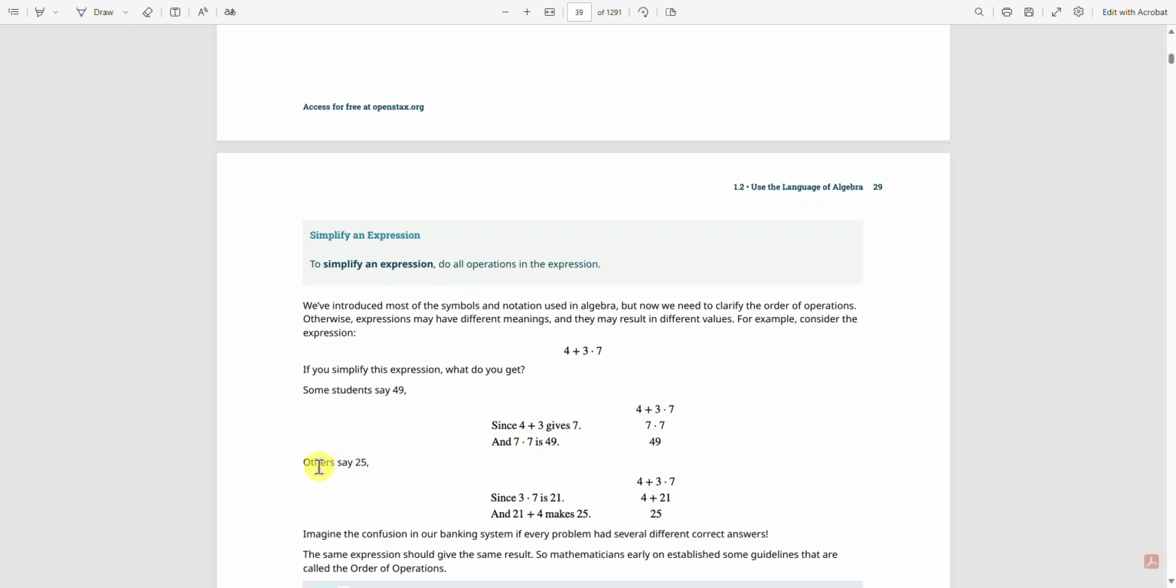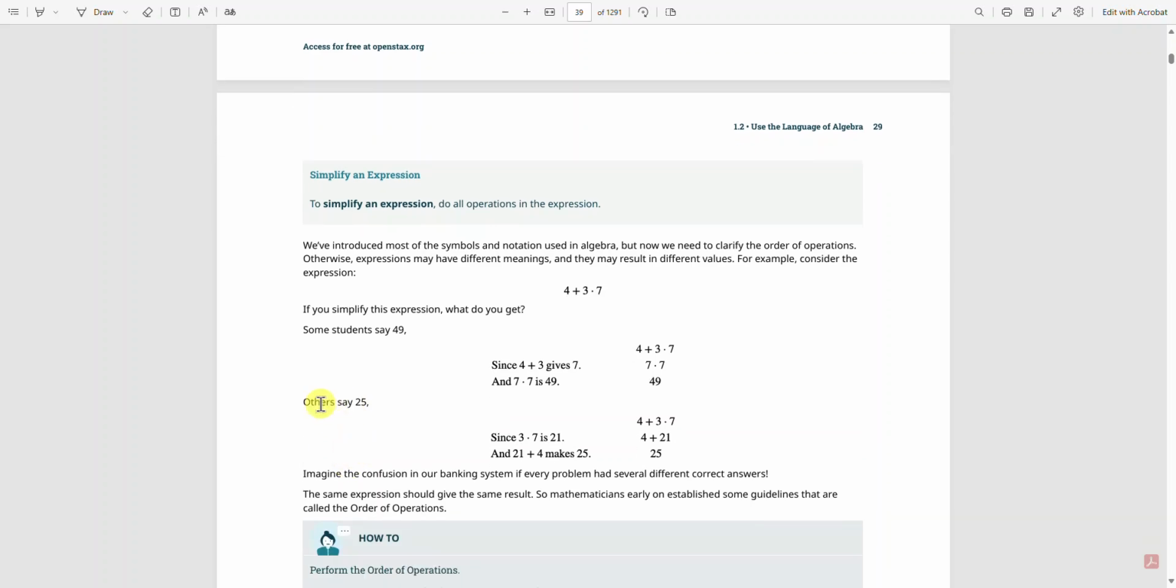But other students say, no, that's not right. I got a different answer. Others will take 4 plus 3 times 7 and say, well, we multiplied this first. So we took 4 plus the product of 3 times 7, which is 21. And 4 plus 21 makes 25. So these students, by working from left to right, came up with 49. These students, starting with multiplication, came up with 25. They came up with two different answers.